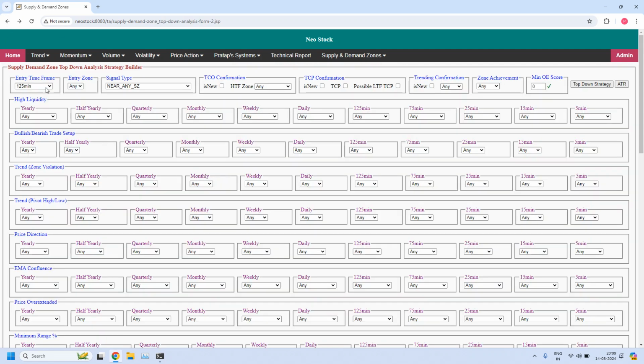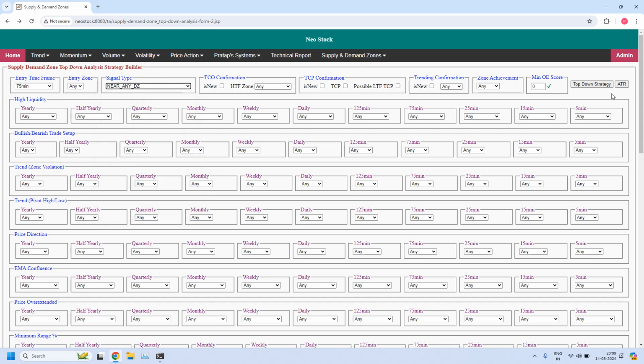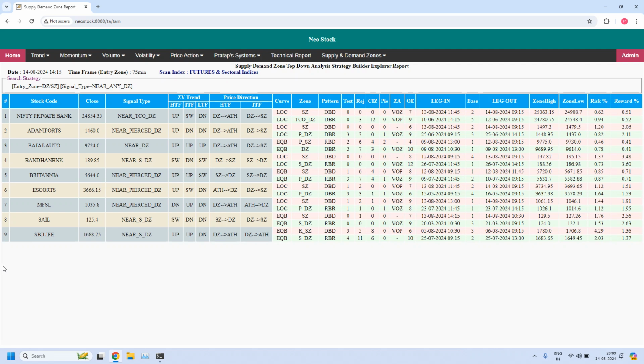And the next time frame is 75 minutes. So the entry time frame is 75 minutes. Let us find the stocks near the 75 minutes demand zone. 9 stocks are filtered near the 75 minutes time frame. Let us find any high liquidity 75 minutes demand zones from this list.